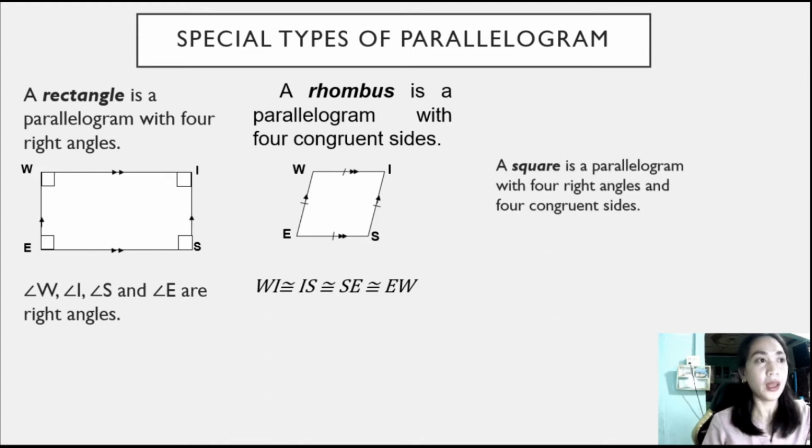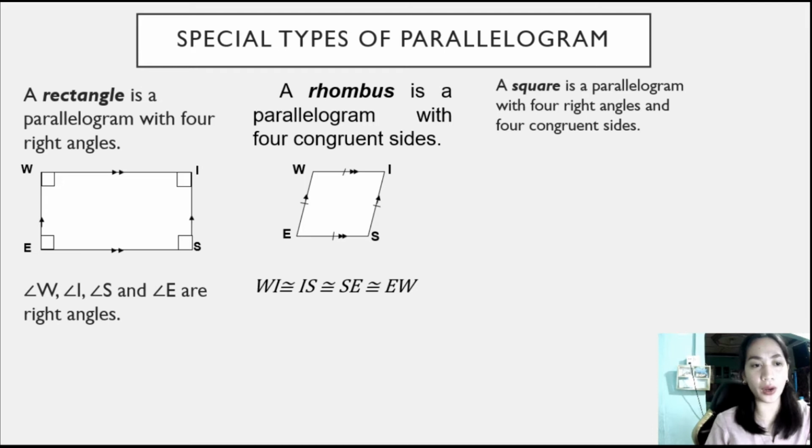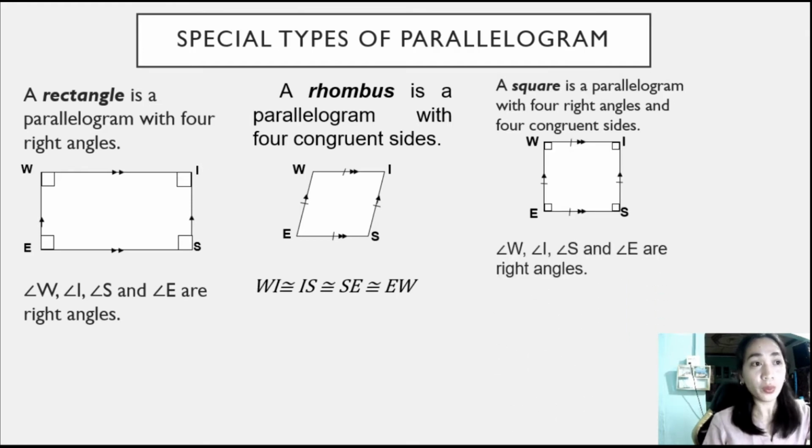Lastly, we have the square. A square is a parallelogram with 4 right angles and 4 congruent sides. So we have the figure W, I, S, and E. W, I, S, and E are right angles, and WI is congruent to IS, congruent to SE, and congruent to EW.